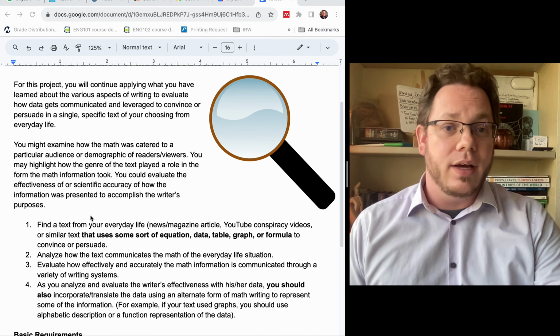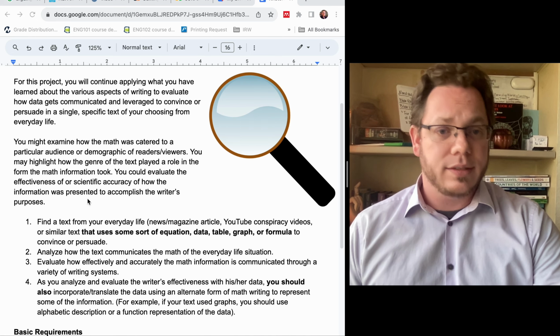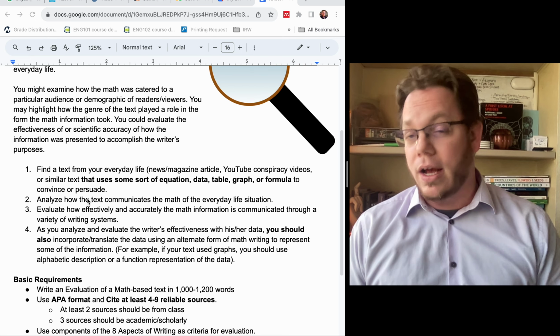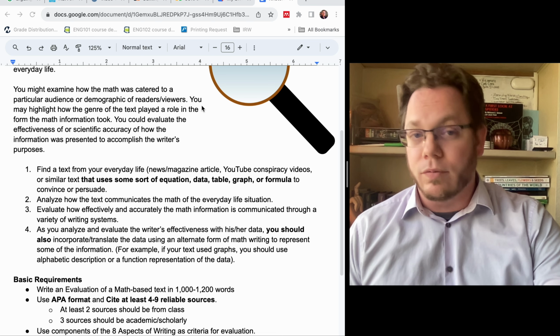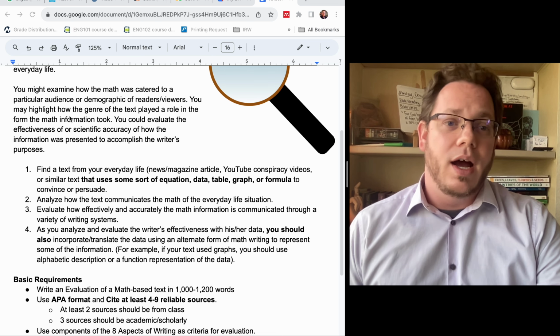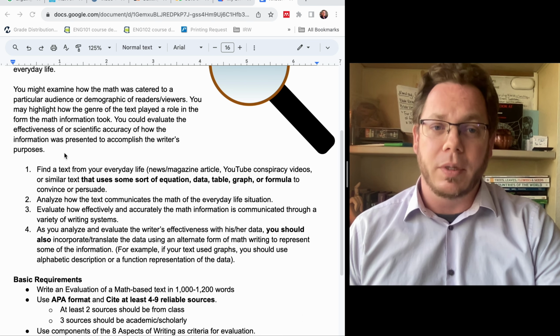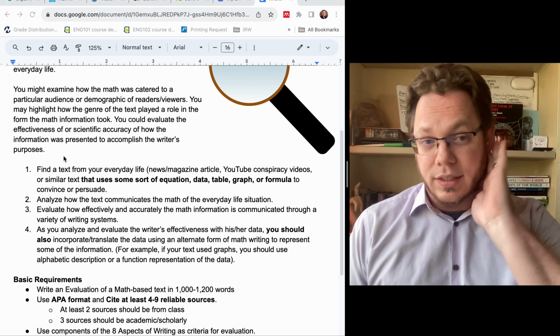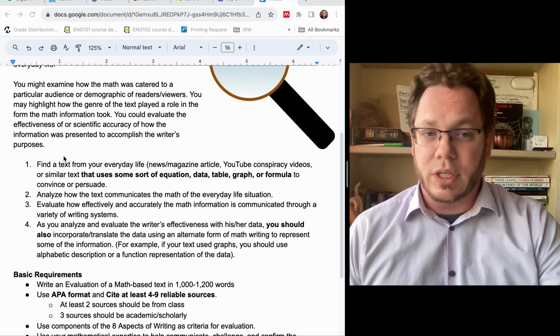All right, so you continue applying what you've learned from what we have in class. You might examine how the math was catered to a particular audience or a demographic of readers. You may highlight how the genre of the text played a role in the form the math information took. You could evaluate the effectiveness of it, the scientific accuracy of it, and how it was presented to accomplish the writer's purpose.